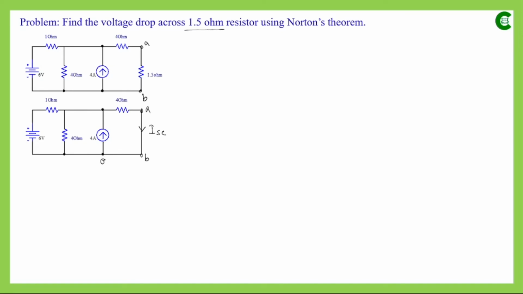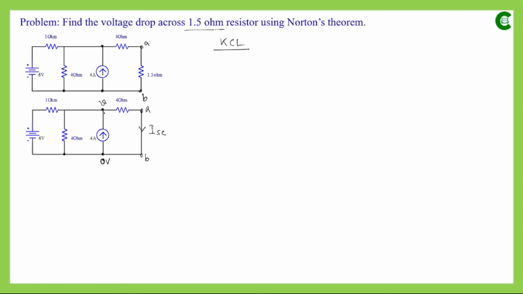So if I choose this node as our reference node, the potential of this node will be 0 volt, and let's assume the potential of this node as V. Here we will apply KCL at that node and form the equation. The algebraic sum of all the incoming currents with respect to this node will be equal to the algebraic sum of all the outgoing currents.